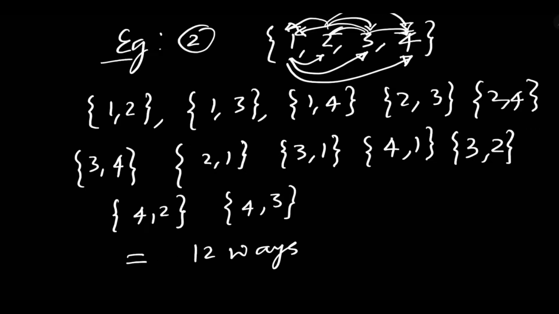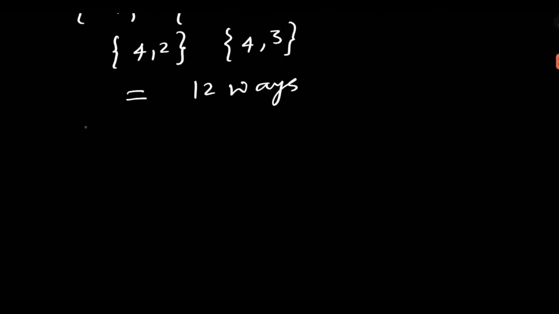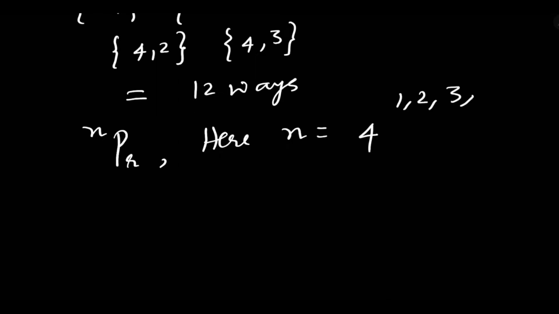Let's see using the formula now. nPr formula. Here n is equal to how many different items you have? n is equal to 4. What are they? 1, 2, 3, and 4. There are 4 different objects, that is n. And r is equal to how many in each set?